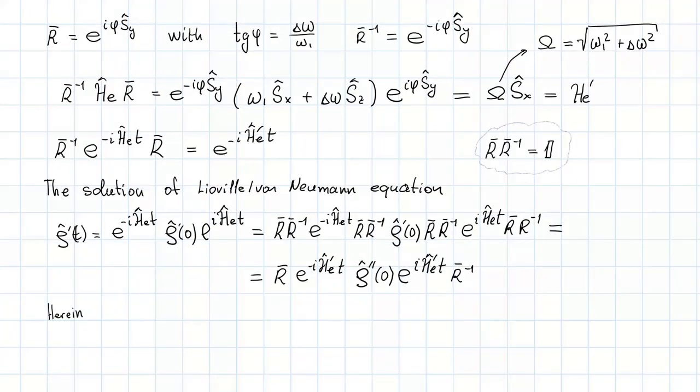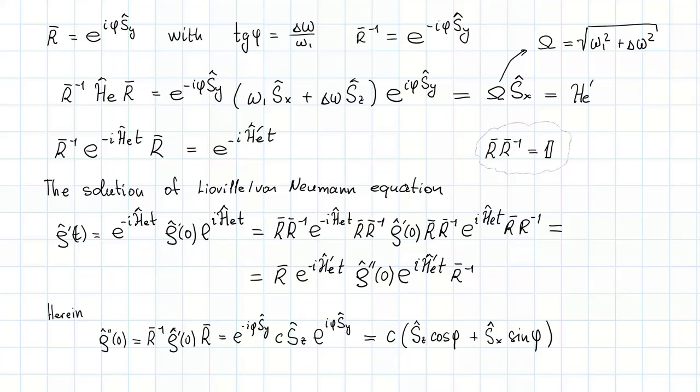Here, I have rho double prime of 0 in the middle, which is defined as rho double prime equal to the inverse R bar multiplied by rho prime multiplied by R bar. By inserting here the expressions for rho prime and R bar, which were shown above in this video, I obtain another sandwich operator, which can be calculated by analogy with the rotation around the y-axis of a unit z-axis vector. This gives me the density matrix with Sz and Sx components.